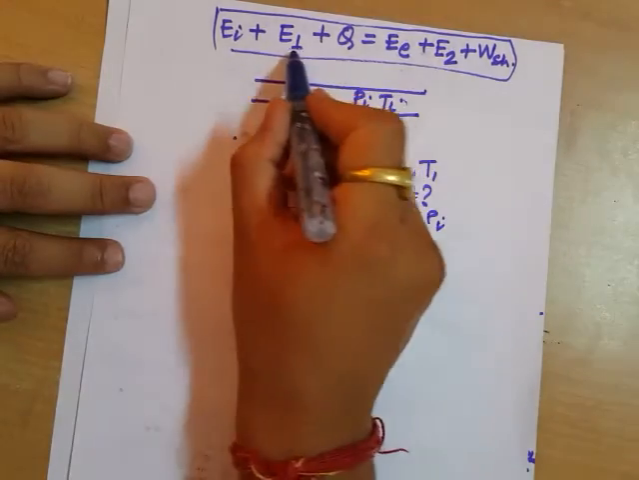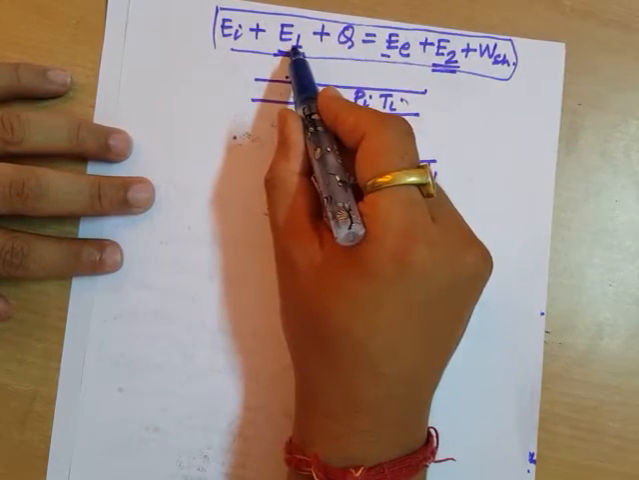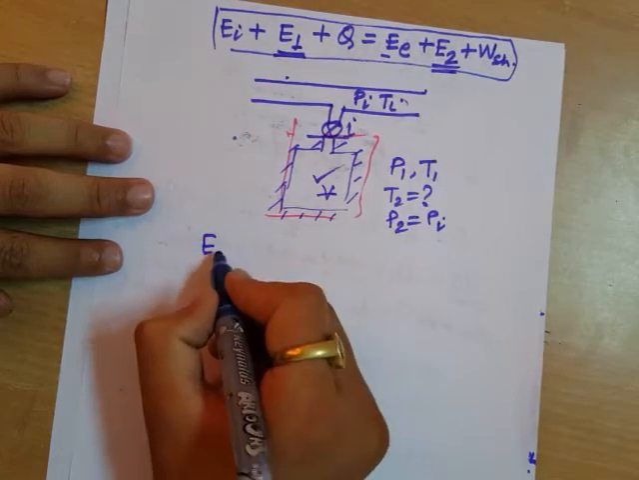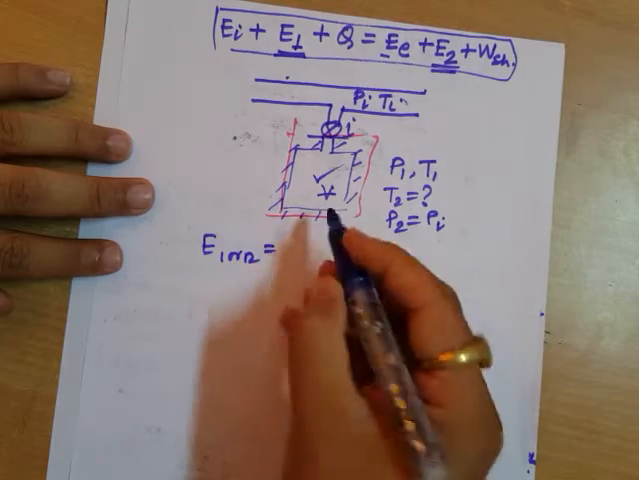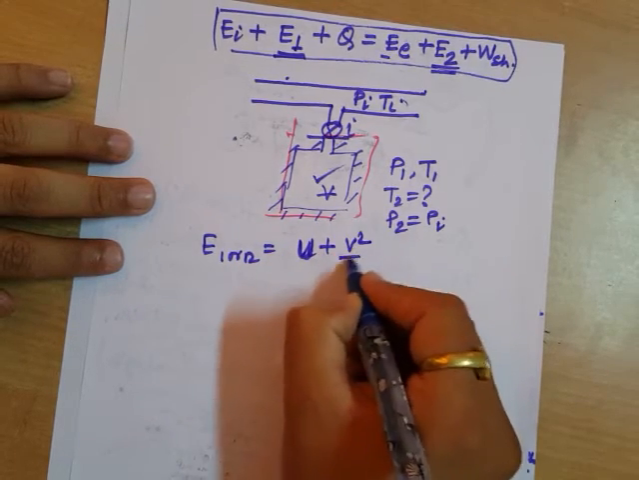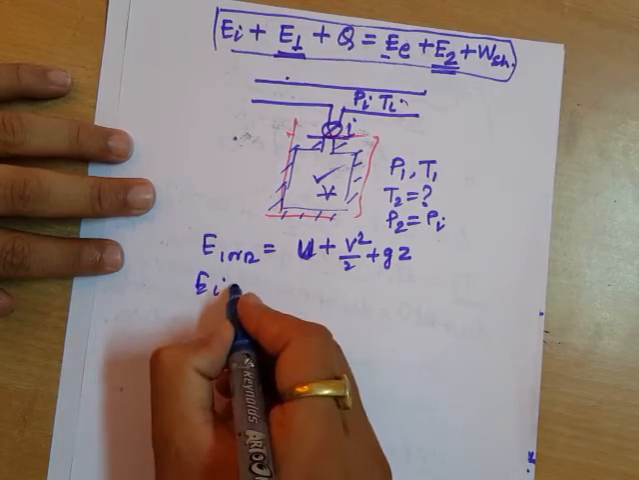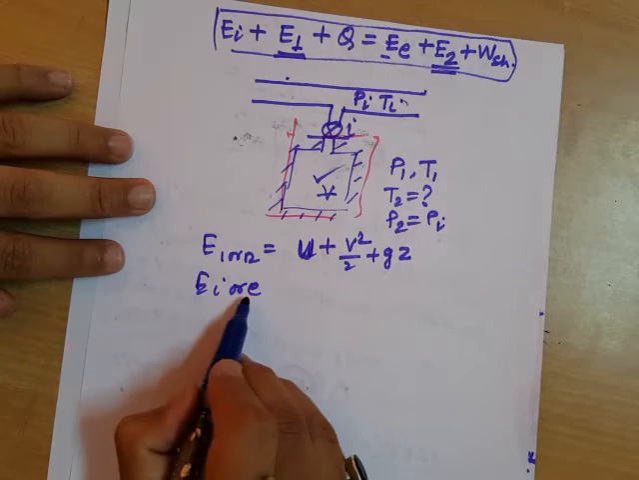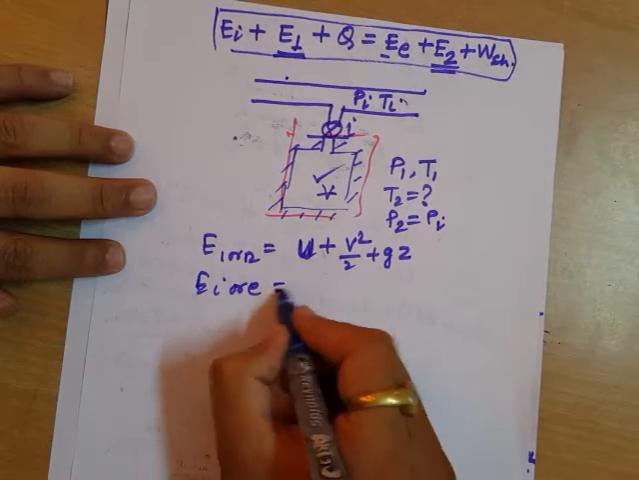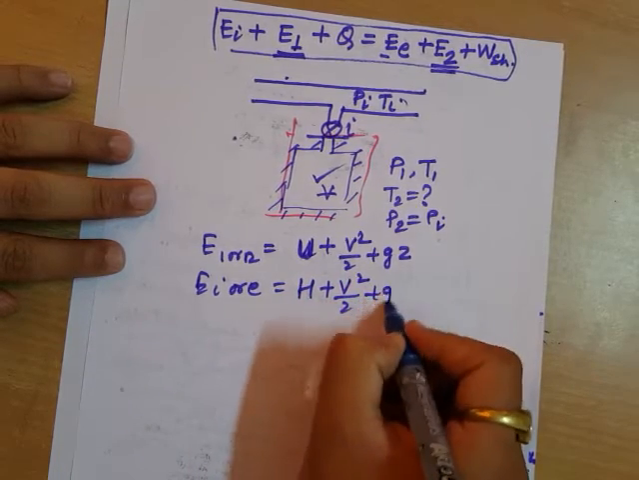Here E1 and E2 are the energies of the control volume, which is static. So remember, E1 or E2, whatever you say, will always be written like this: U plus V square by 2 plus GZ. And Ei or E, as they are energy which are coming to the control volume or leaving the control volume with the mass, so they will be H plus V square by 2 plus GZ.